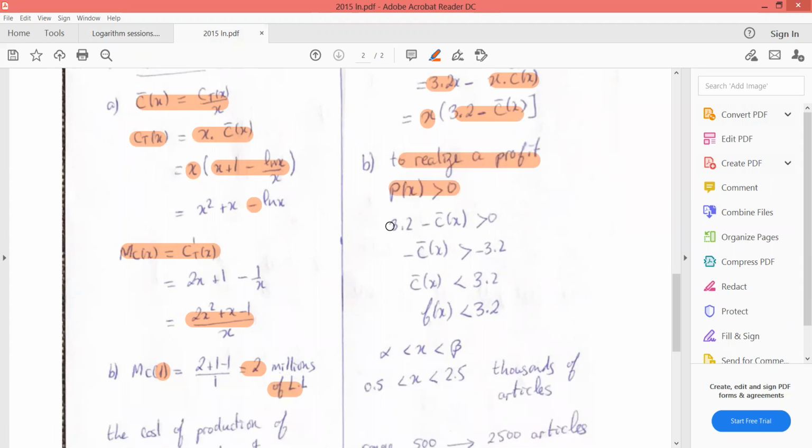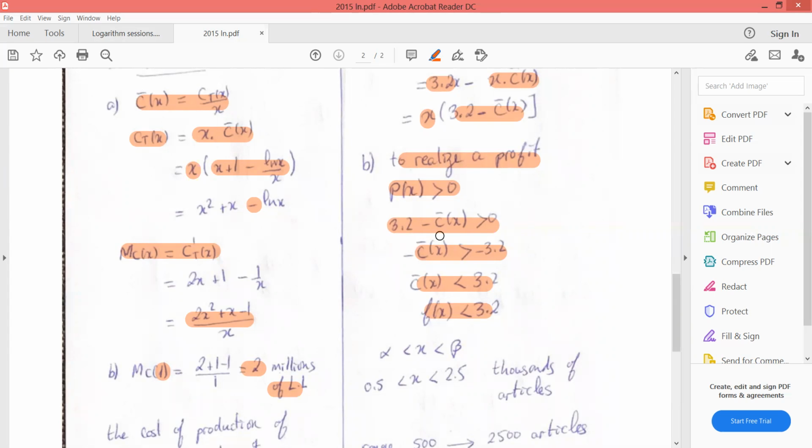3.2 minus c bar of x greater than 0, meaning minus c bar greater than minus 3.2. Then I multiply by minus, so c bar less than 3.2.